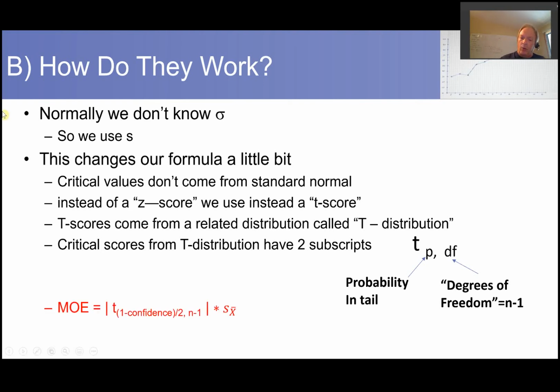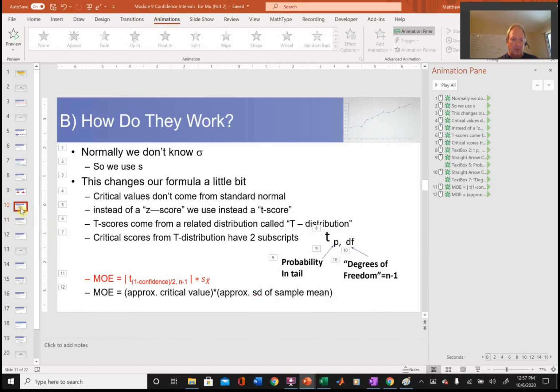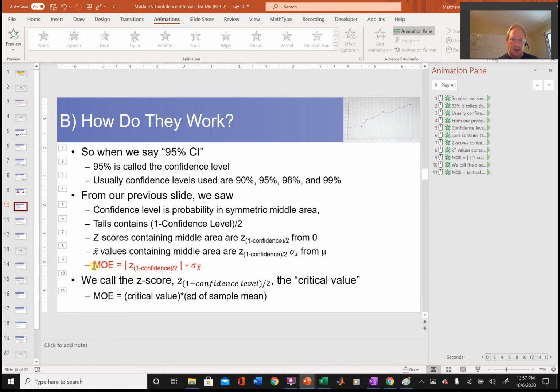So now all we do is swap out the z-score for the t-score and the population standard deviation for the sample standard deviation. And let me go back and compare these two formulas just for a moment.